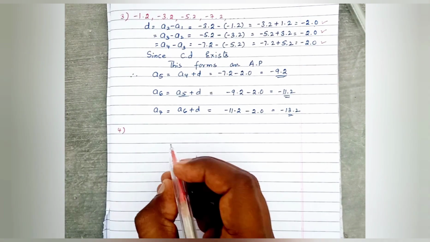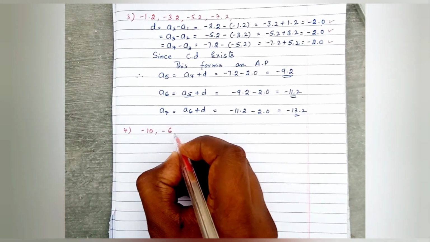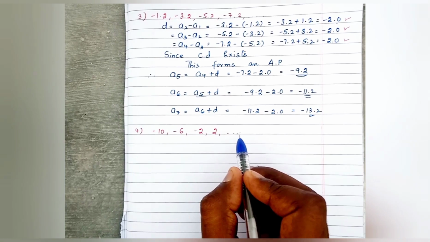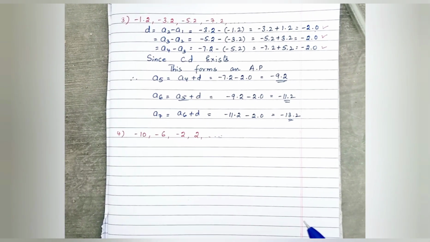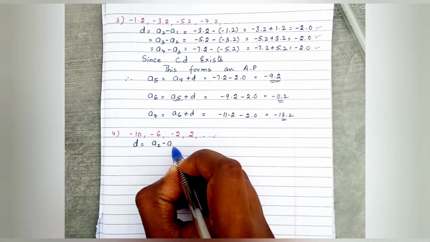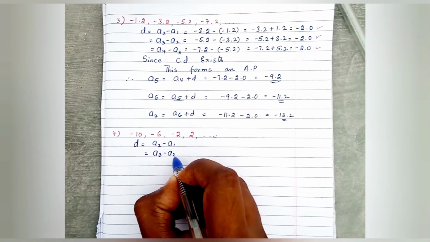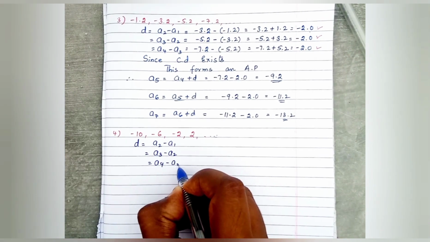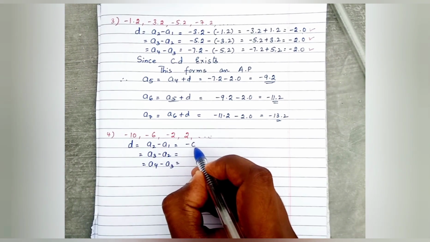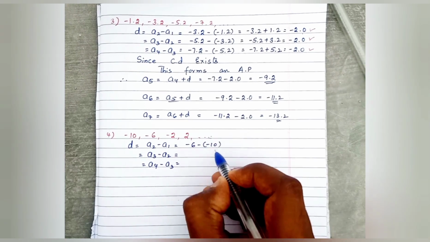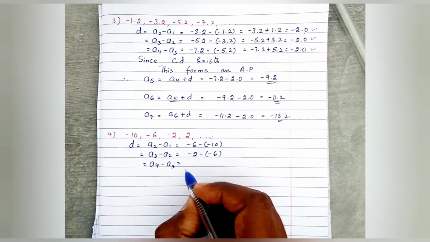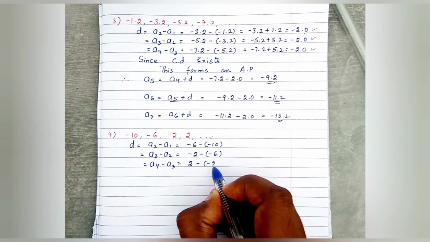Now we'll move to the next question. Minus 10 comma minus 6, minus 2, comma 2. What should we find out? We'll see whether the common difference exists, that is D equals A2 minus A1 or A3 minus A2 or A4 minus A3. What is A2? A2 is minus 6. A1 is minus 10, minus of minus 10. Now what is A3? Minus 2 minus of minus 6. Again, what is A4? 2 minus of minus 2.